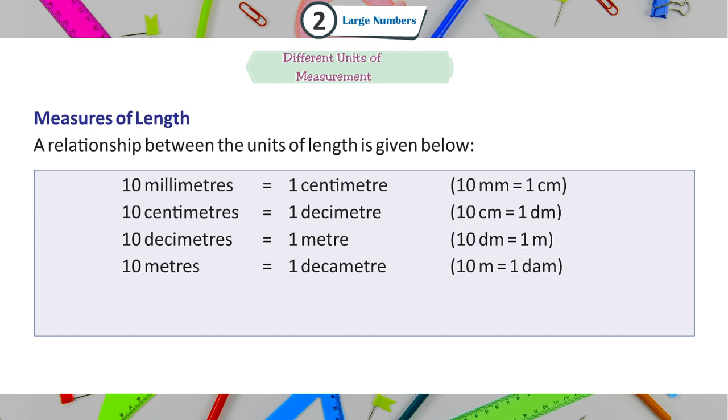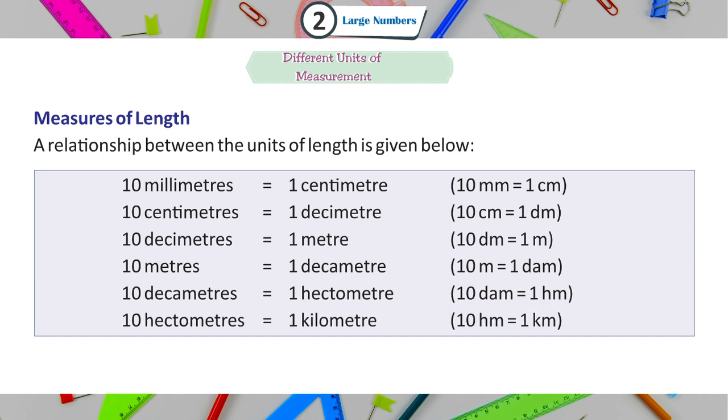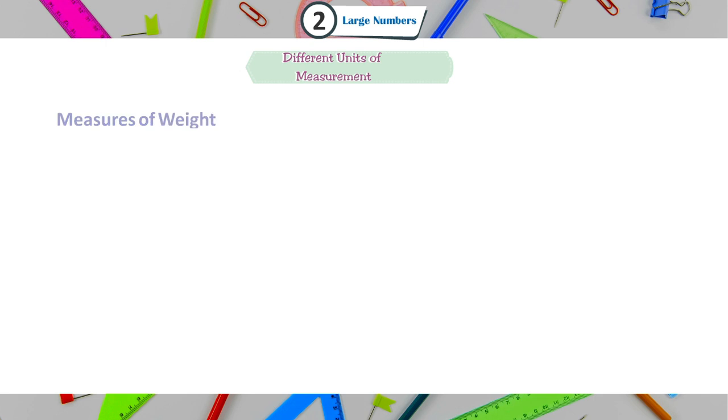10 meters is equal to 1 decameter, 10 m is equal to 1 dam. 10 decameters is equal to 1 hectometer, 10 dam is equal to 1 hm. 10 hectometers is equal to 1 kilometer, 10 hm is equal to 1 km.